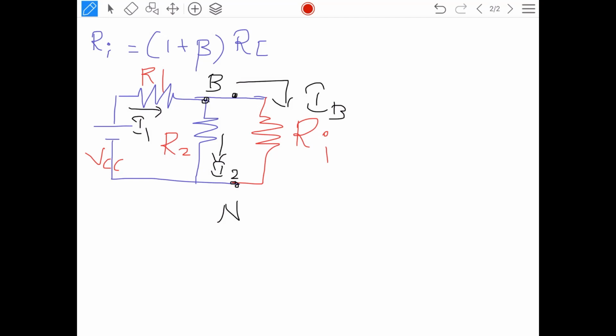Now, trying to relate the currents, as usual I am applying KCL here. After applying KCL here, I will be getting I1 is equal to I2 plus IB.